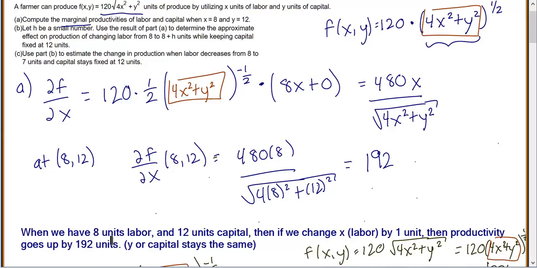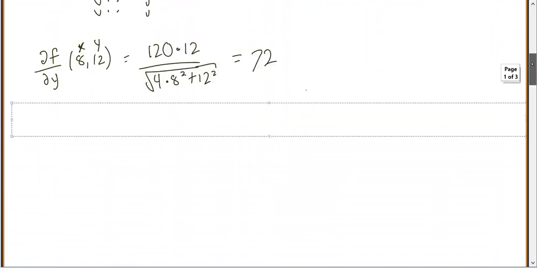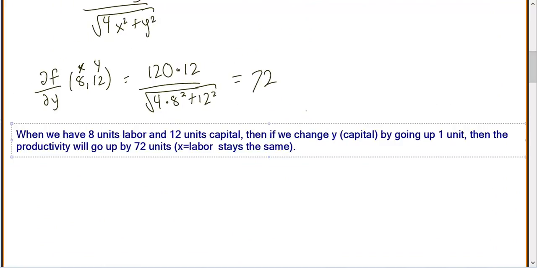Now they're saying, what if we don't want to go up by a full unit? What if we want to go up by half a unit? How much should the productivity go up by? Well, if we change x by half, then our productivity should go up by half of 192. Or if we have x go up by 1/3, then our productivity should go up by 1/3 times 192, etc. So it sounds a lot fancier than it actually is. So let's do part B.